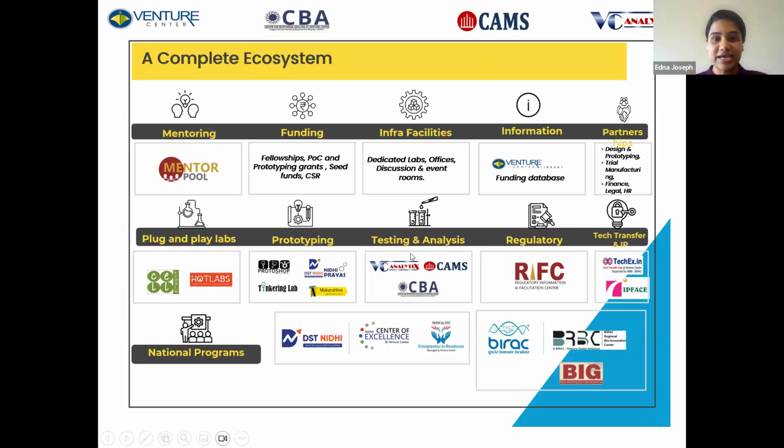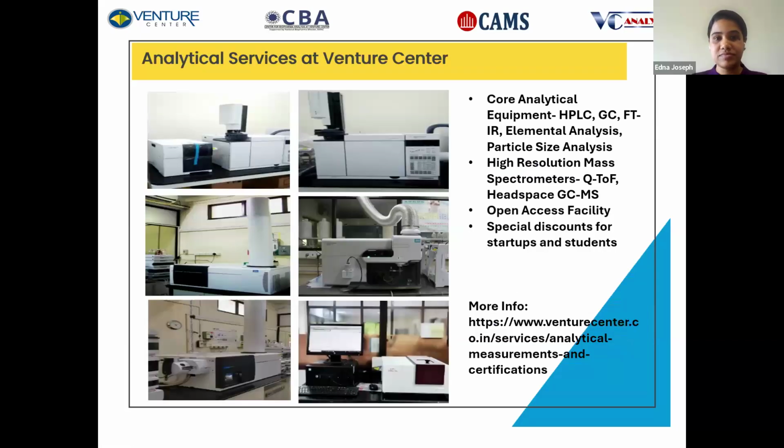And then we have the testing and analysis horizontal, which comprises some core analytical equipment and some specialized, high-end equipments that are housed here, details of which I'll be explaining in the upcoming slides. We have a regulatory facilitation center, which provides mentoring and hand-holding to various startups and other industries. We also have a tech transfer and IP group who help file patents, do patent landscaping and other related activities. And we are implementation partners for various national programs.